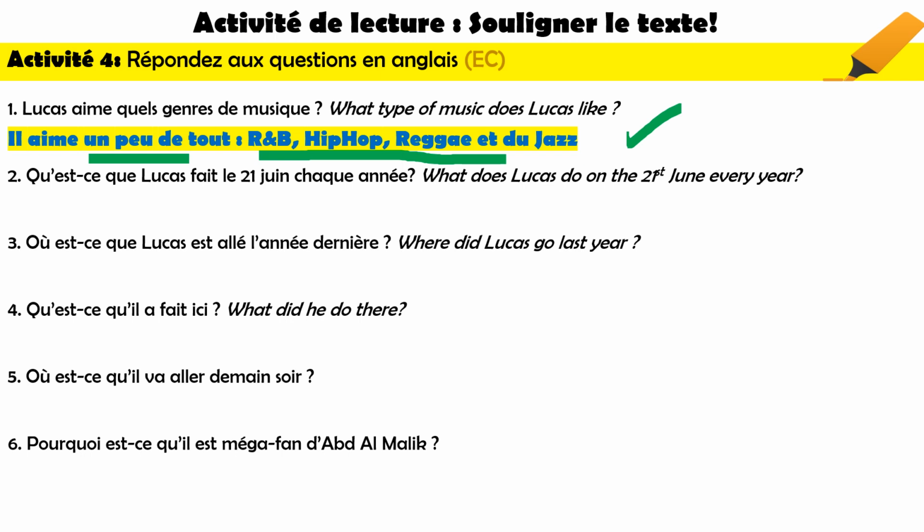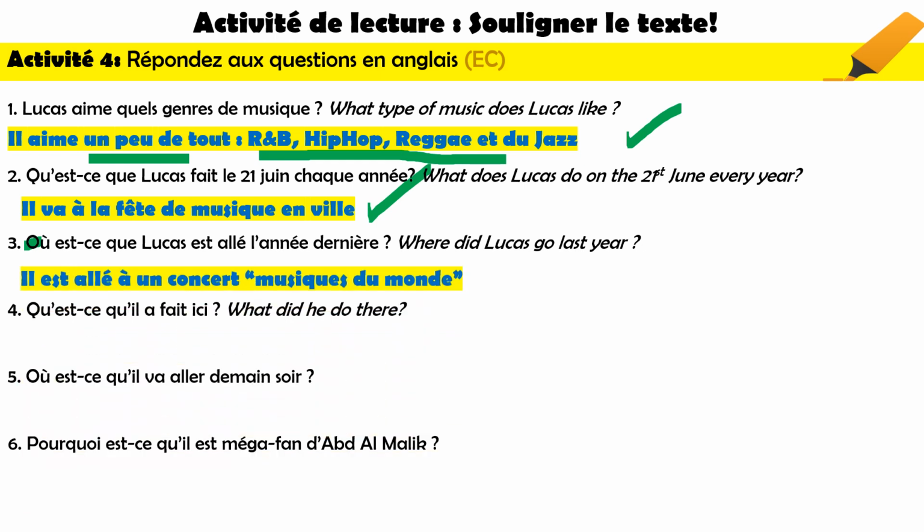Numéro 2: Qu'est-ce que Lucas fait le 21 juin chaque année? La réponse: il va à la fête de musique en ville. So he goes to the music festival in town. Numéro 3: Est-ce que Lucas est allé l'année dernière? So now it's in the past tense, so if you're answering in French, you have to do that in the past. Have you had a go? You need to say he went: il est allé à un concert. So he went to a concert. It was called Musique du Monde, the music of the world.